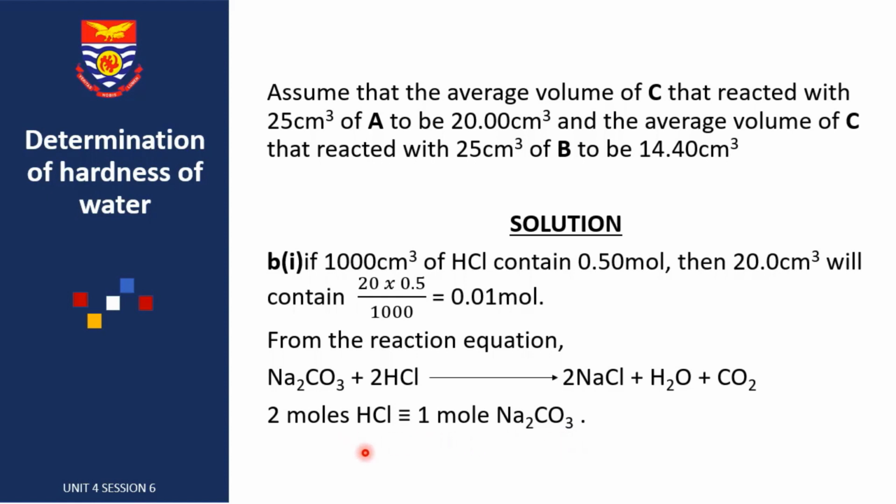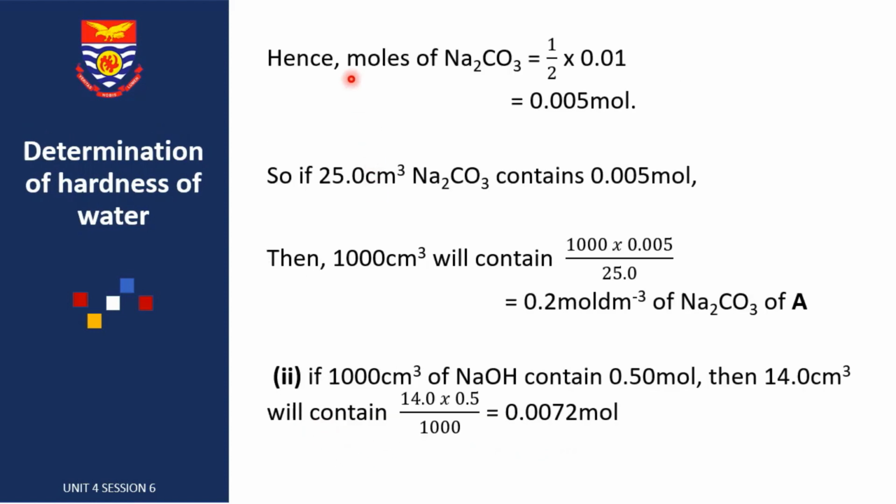In other words, the moles of sodium carbonate is half that of the HCl, and so we have 0.005 moles of the sodium carbonate. This is the moles contained in the small volume that was used, that is the 25 that was pipetted. So if that 25 contains 0.005 moles, then 1000 would contain what?